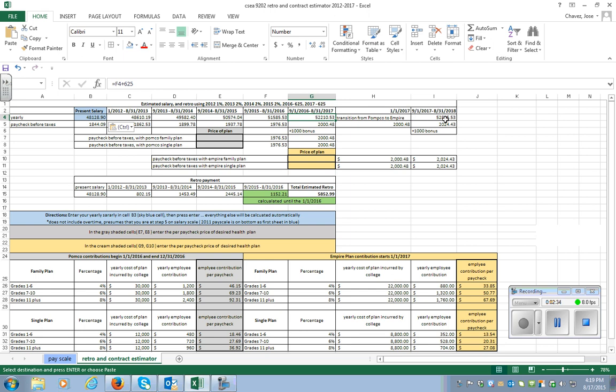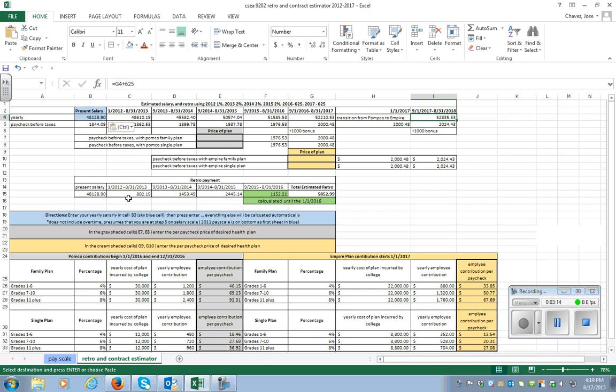And then our last raise in this particular contract offer, which is September 1st, 2017 through August 31st, 2018, includes another $625 increase and another bonus of $1,000. So the next thing we need to look at once we've seen this is the paycheck before taxes. What you'll notice is every year your paycheck before taxes will go up all the way through August 31st, 2018.